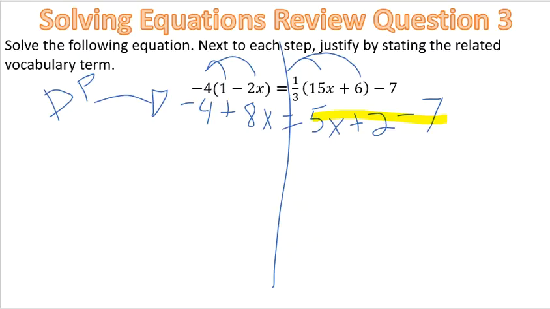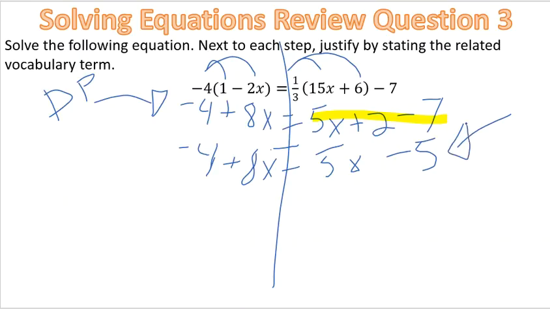If we combine them, 2 minus 7 gives us a -5. So that means we have 5x minus 5 on the right side. On the left side, we didn't combine anything, so it stays the same. So -4 plus 8x. We're going to want to remember to label our step. So we combined like terms right here, so we'll write our CLT.